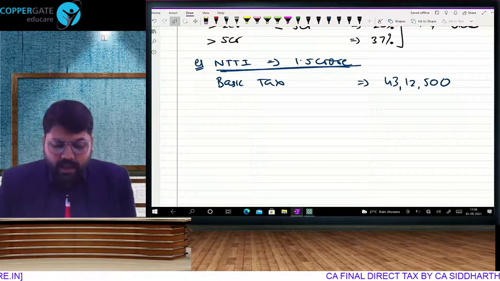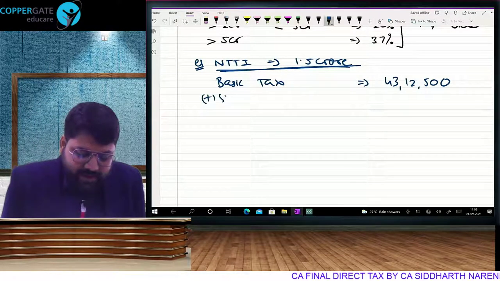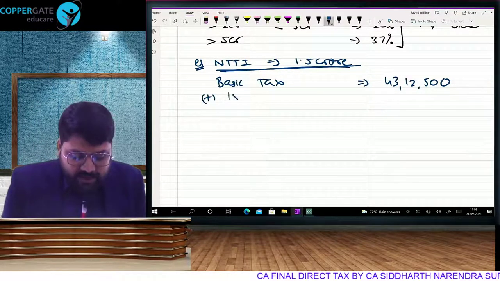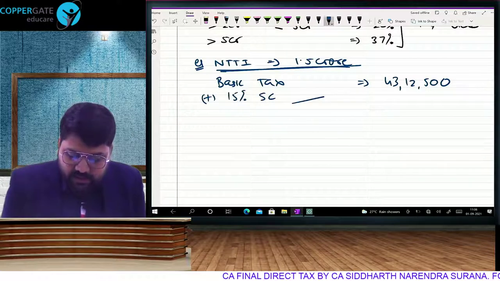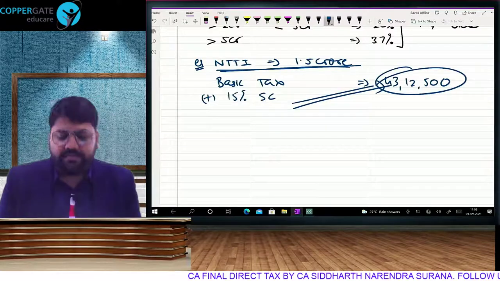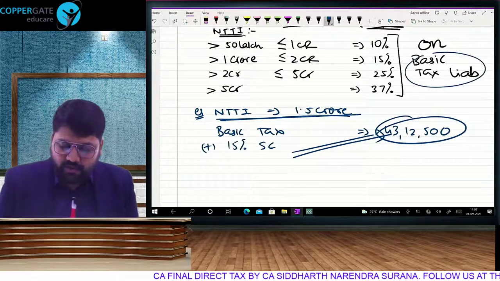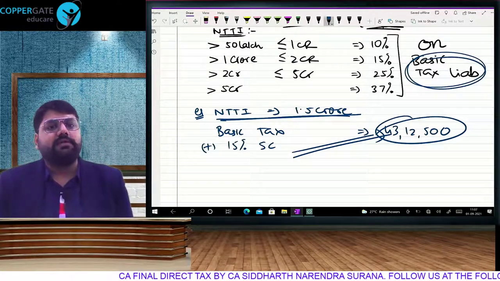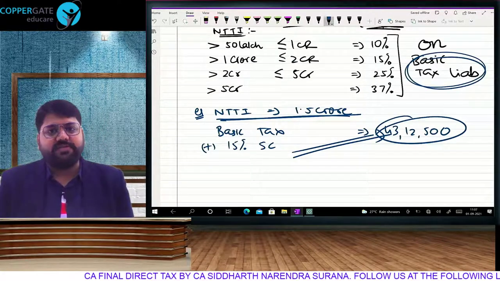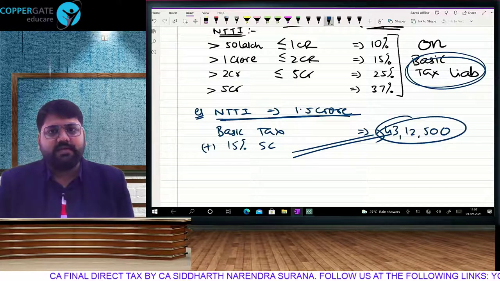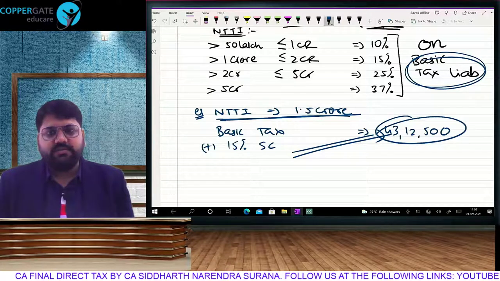And we will be adding 15% surcharge, ladies and gentlemen, on this amount, on the amount of your basic tax liability. 15% surcharge will be applicable on basic tax liability. Is this understood now?